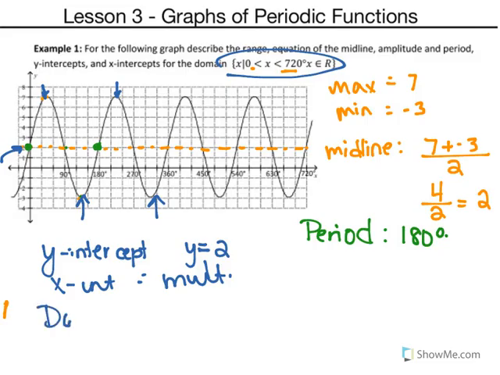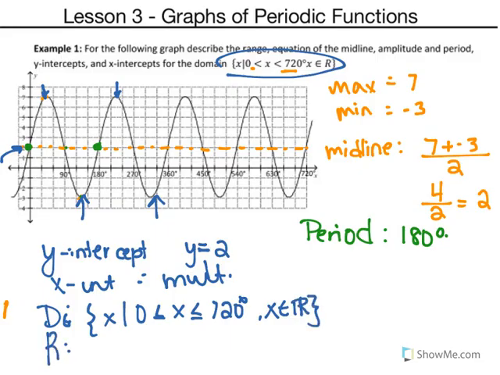So domain x such that 0 is less than or equal to x less than or equal to 720, x is a real number. And our range is y such that our minimum is less than or equal to y, less than or equal to maximum. And our minimum is -3, and our maximum is 7.